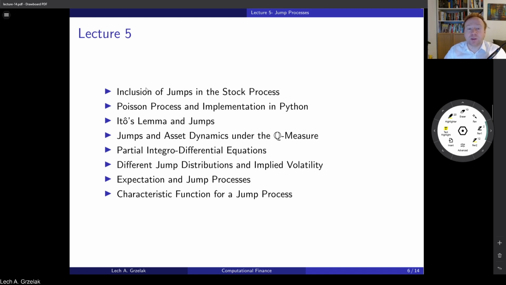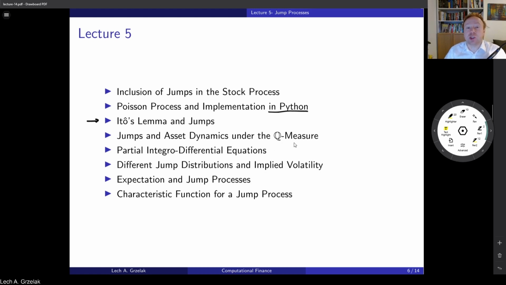In this approach, the jump process in this lecture was modeled by Poisson process. I have also discussed how to perform the implementation in Python and how to extend Ito's lemma such that jumps can also be handled in that. So it's also a very, very important element.